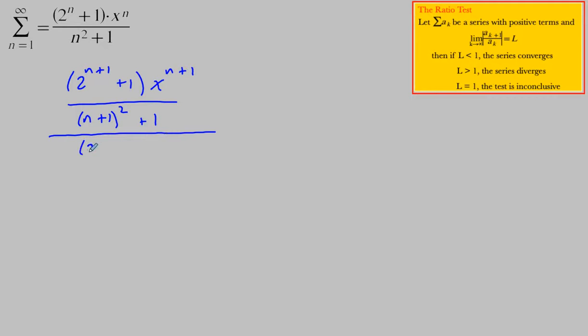So here we go. Got the ratio test in the corner in case we need to refer back to it. But here's the way this works. We're just going to start with our ratio test. And the ratio test says that we're going to basically take this thing, but with n plus 1. So that'll look like this. 2 to the n plus 1, x to the n plus 1, and all of that divided by n plus 1 squared plus 1. This will all be divided by the original term. That's 2 to the n plus 1, x to the n, and all of that divided by n squared plus 1.